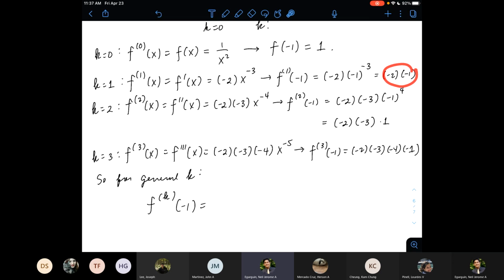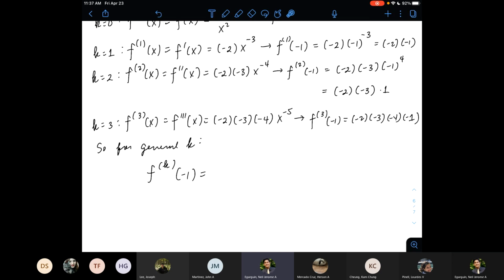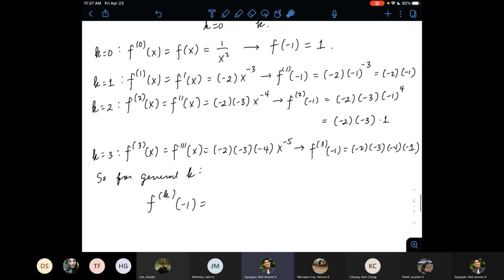Because this will become a positive number. This guy will become a positive number. This guy will be a positive number. So it looks like it would be a positive number. So I don't need to have negative signs all over the place. Now, how about the constant multipliers? Well, for k equals 0, we just have 1. For k equals 1, we have 1 times 2.